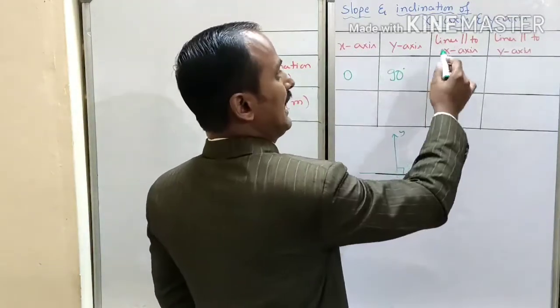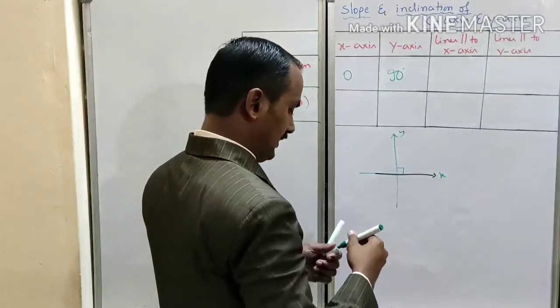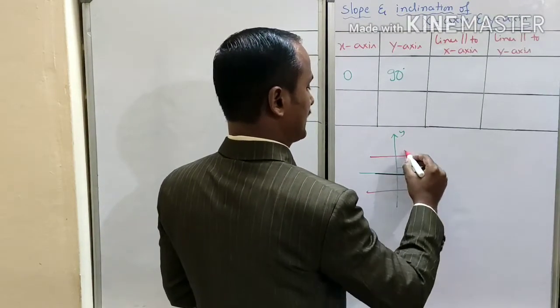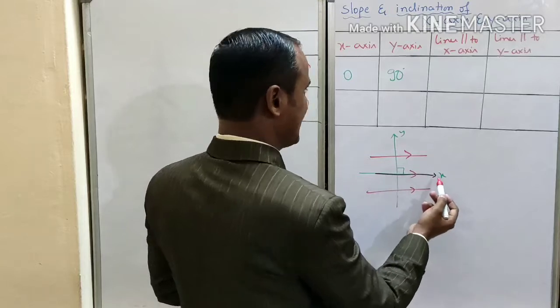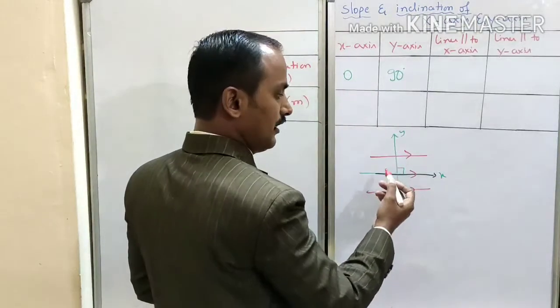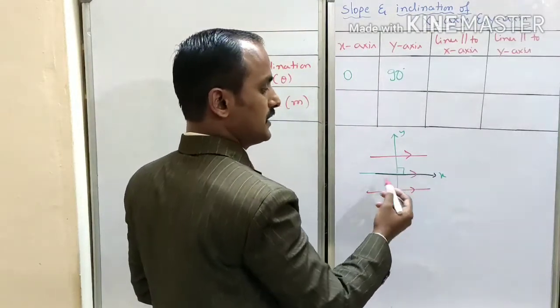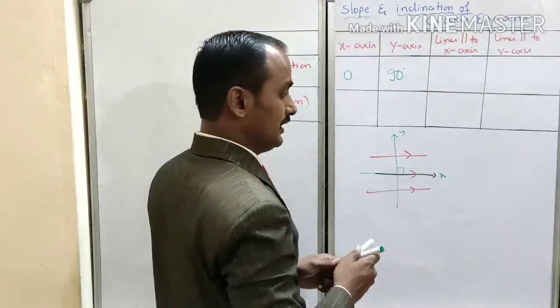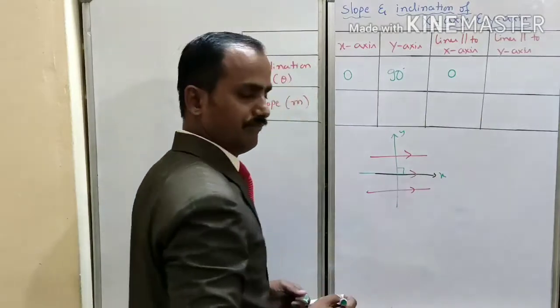Similarly, lines parallel to the x-axis. Here one more line is there. See, that line is parallel to the x-axis. The x-axis inclination is 0, is it? Similarly, the many lines parallel to the x-axis also have inclination 0, children. The inclination theta is 0.